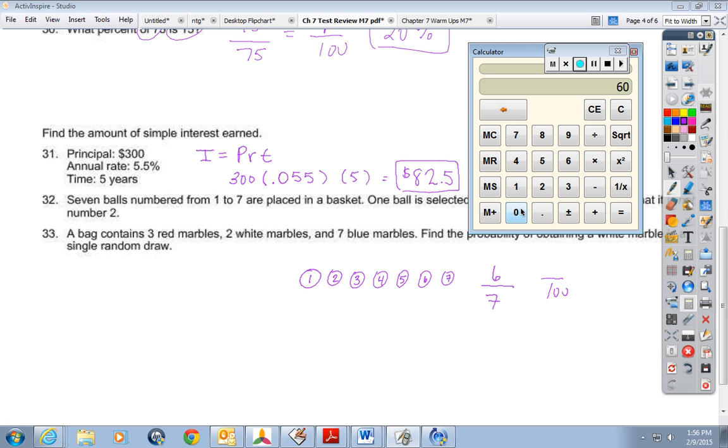Now number 33, a bag contains 3 red marbles. Ooh, let's draw this. 3 red marbles. 1, 2, 3. Oh, I can't do white. I'll do gray for white. 2 white, and 7 blue. 1, 2, 3, 4, 5, 6, 7. So how many total marbles do we have?